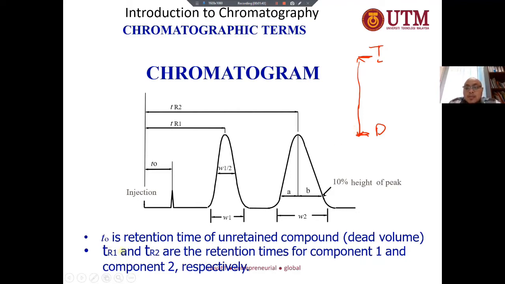TR, or we can put the numbering TR1 or TR2. Okay, TR is the retention time. In this figure, TR1 is the retention time of compound 1 or component 1. TR2 is the retention time of component 2. So usually we use the term TR for retention time, or the other name that you can use is RT for retention time.